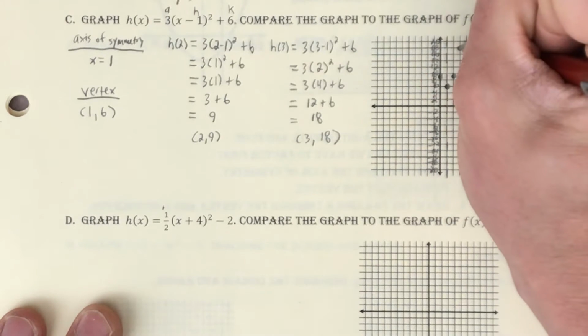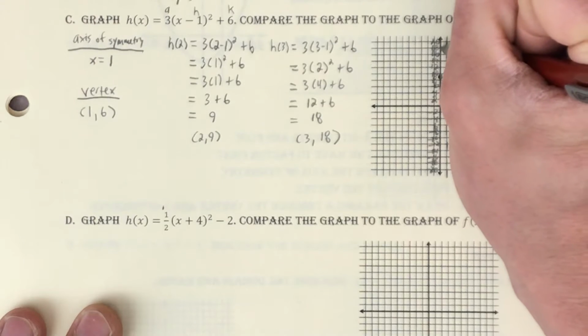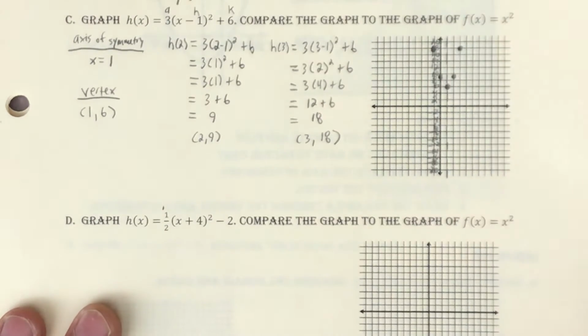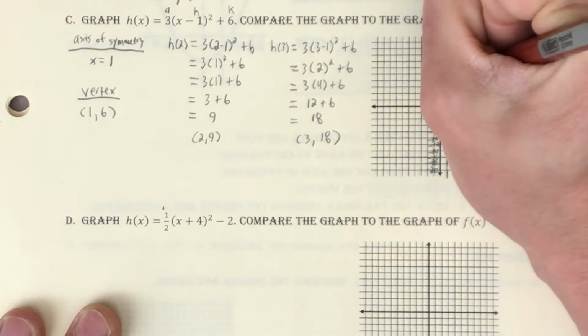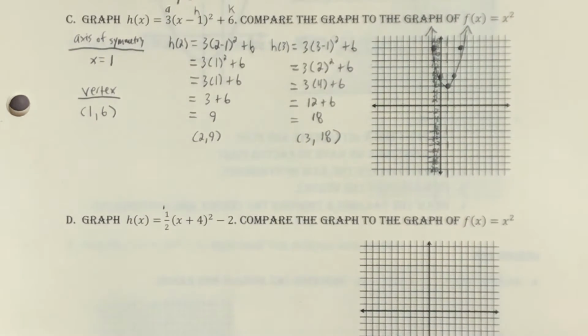And then this one was 2 to the right of the axis of symmetry. So I'm going to go 2 to the left of the axis of symmetry. And there is the next point. So now I need to draw my smooth curve, creating my parabola. There we go, and there we go. And then last part, we need to do our comparison.